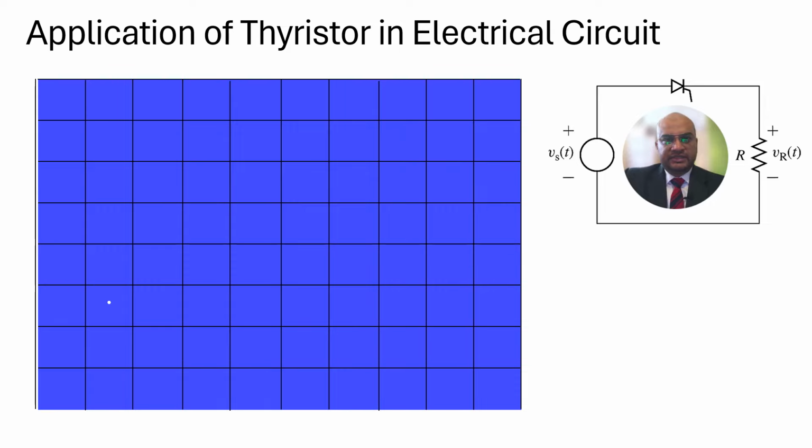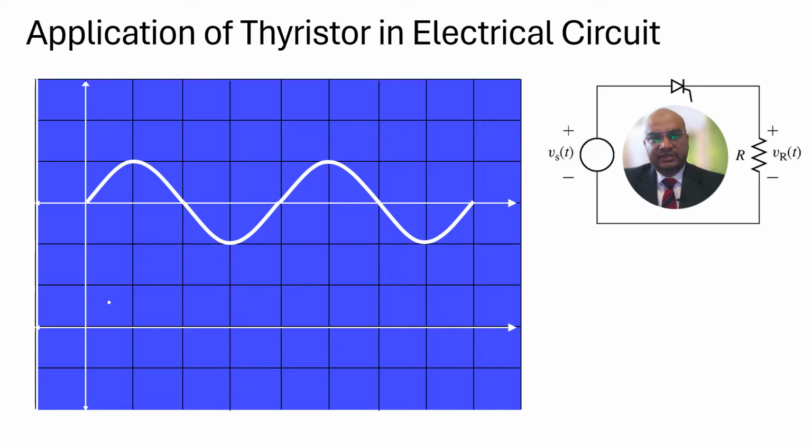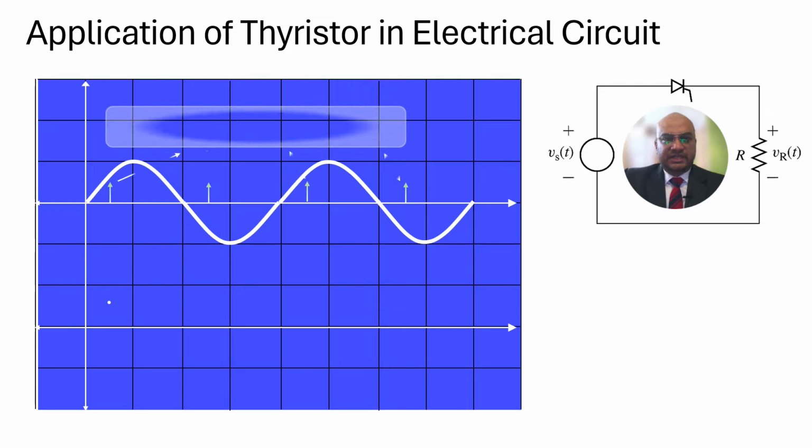Now let us see the application of a thyristor in a normal electrical circuit where power is required to be transferred from the source to the load with the help of a thyristor. So let's see some interesting waveforms. The voltage coming from the input as VS is represented as a sinusoid here, and let's see if we provide a gate pulse at a certain duration, marked as gate pulses. So now what will be the output voltage?